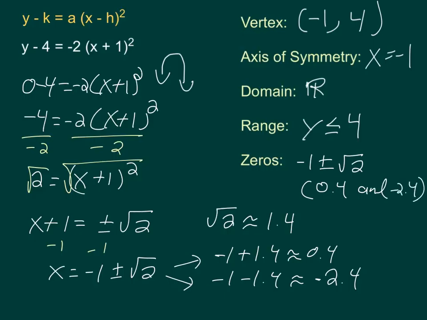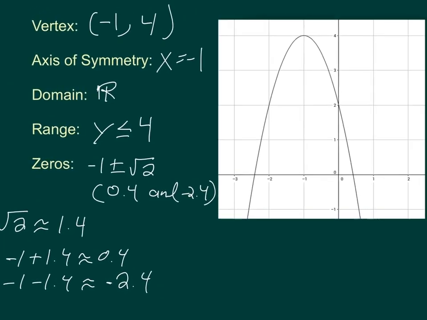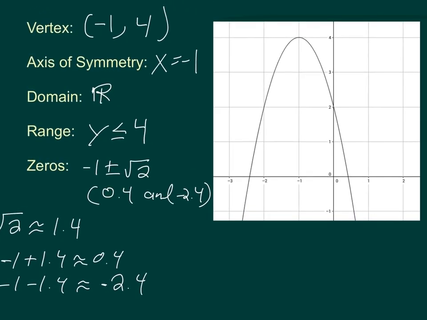at least approximately. And so all of this information is something that I got just out of my original equation, really, and just then a little bit of algebra. Let's confirm this by taking a look at the graph of this function. You can see the vertex is indeed at negative 1, 4. That's what I expected. Axis of symmetry would be this vertical line, x equals negative 1. You can see the parabola is symmetric around that.